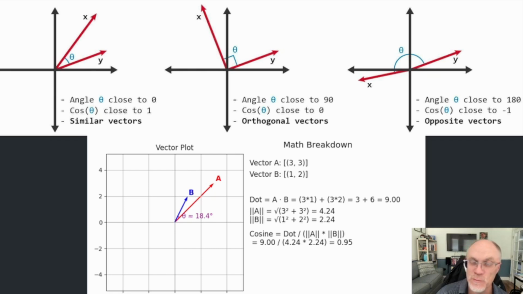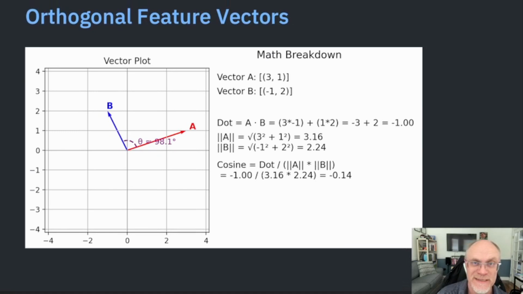You end up with 0.95, which again is close to 1, which means from a cosine similarity perspective, those two data points we were looking at are very similar, very closely related. Briefly, here's an example of an orthogonal one where the cosine similarity ends up being -0.14, so pretty close to 0. So in this case, those two feature vectors really are not related to each other.